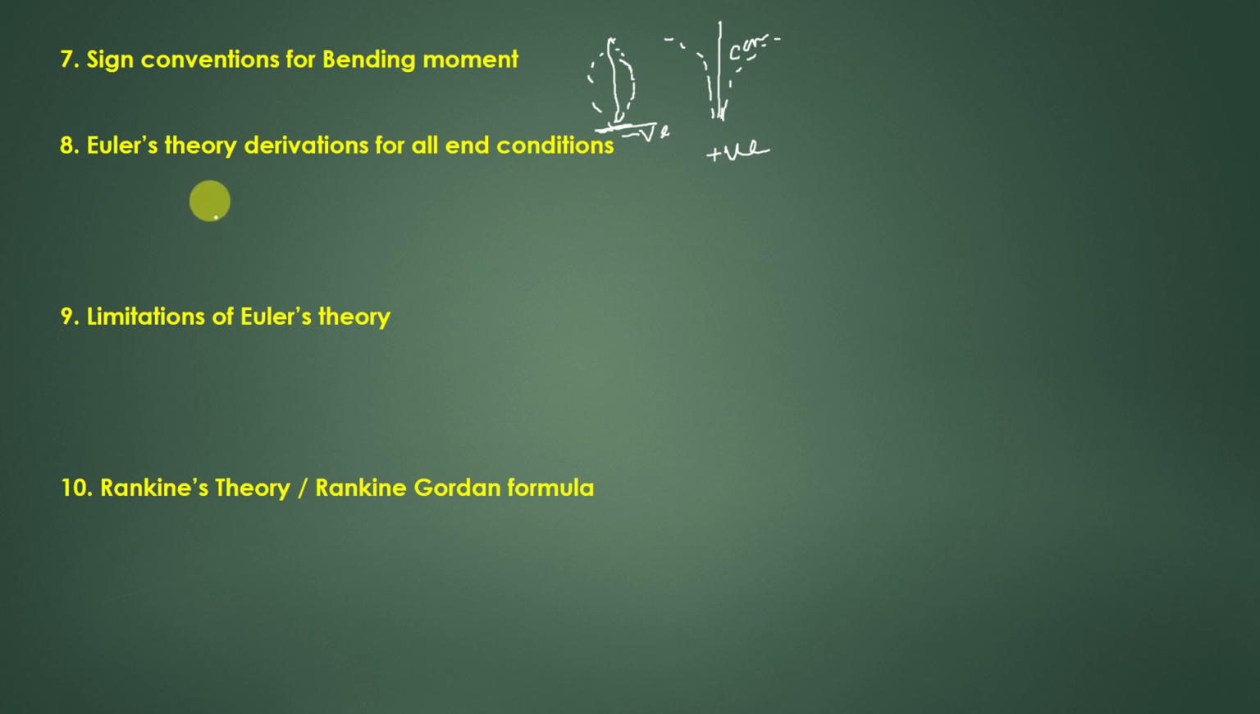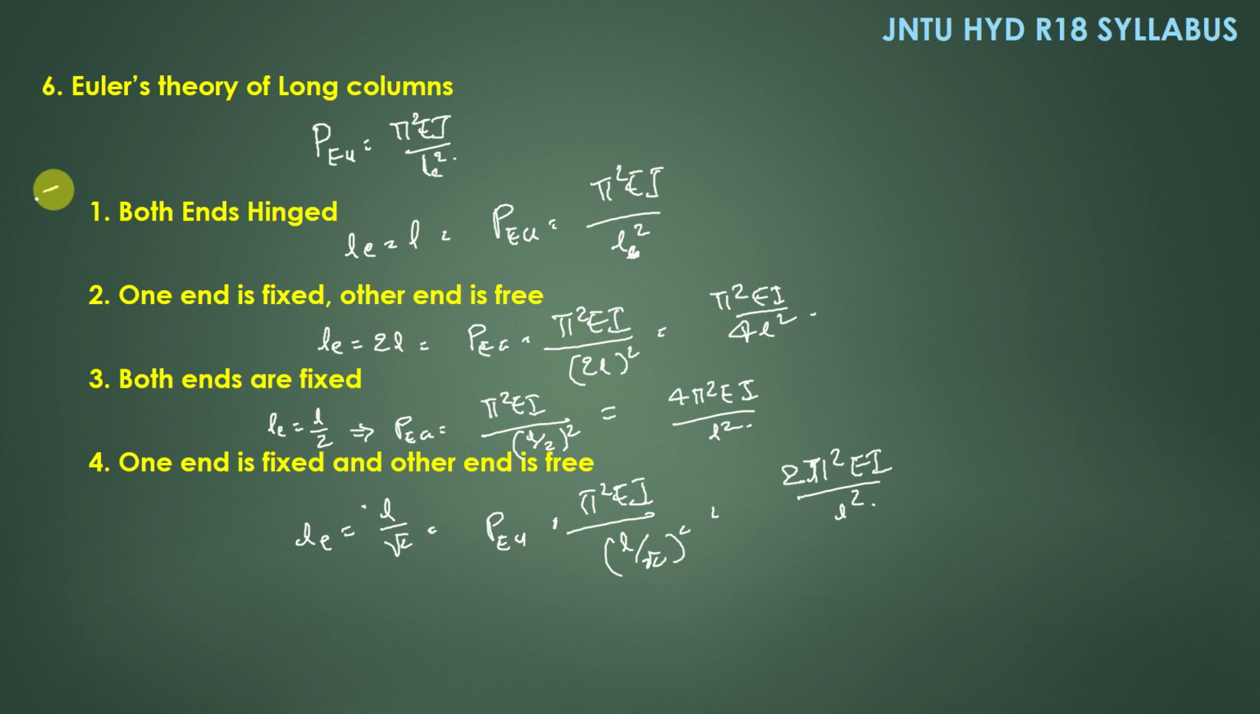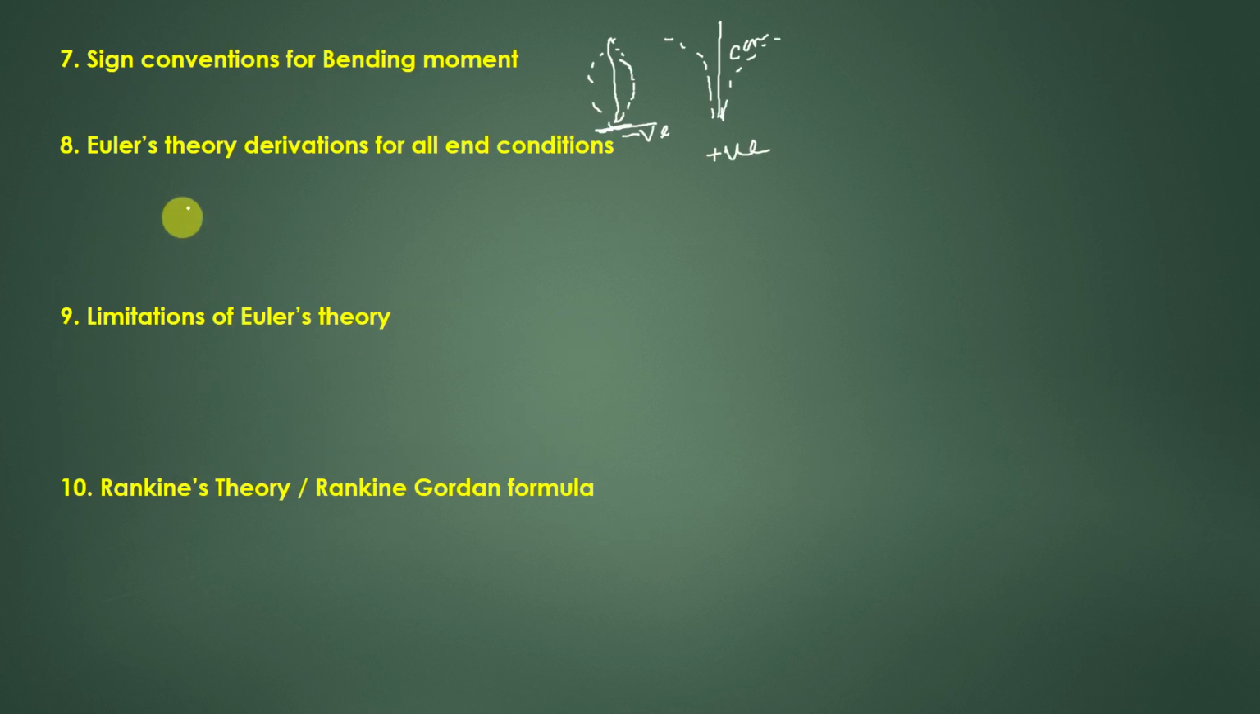Euler's theory derivation for all end conditions. As I have told you, we have seen previously, these are all the end conditions. For all these you have to prepare the derivations, how to derive them all using these sign conventions and considering their bending moments. Limitations of Euler's theory. Euler's theory alone is not sufficient in order to find out the buckling load. So let us see what the limitations are.